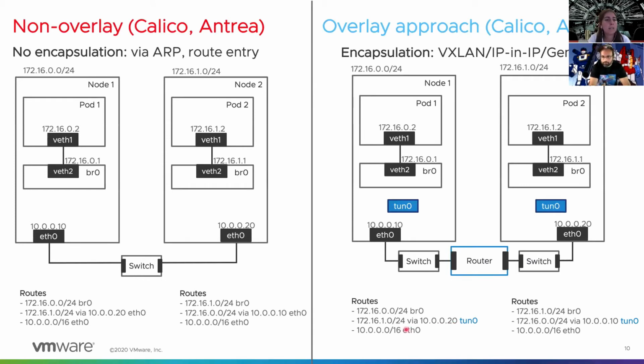Right. And the packets will be sent to tun0, and there's a process attached to this tun0 interface that encapsulates the traffic. It adds another header with node IPs on top of the pod IPs and sends it over the underlying network. For the underlying network, it is simply a packet that is destined from node 1 to node 2, so it knows how to route it. The packet reaches node 2, and then it gets decapsulated, sent to the bridge, and reaches its final destination.